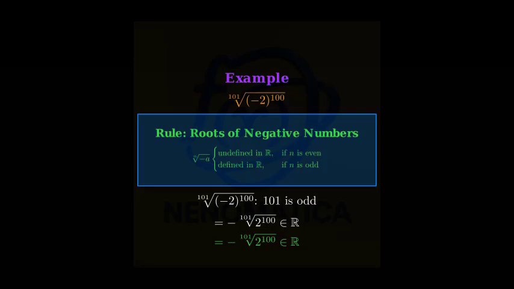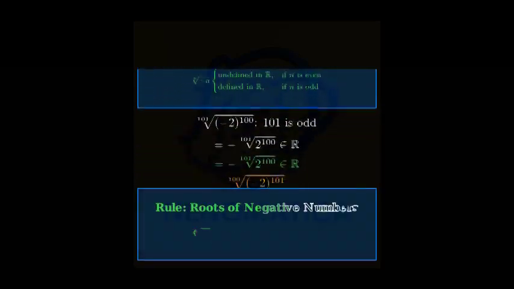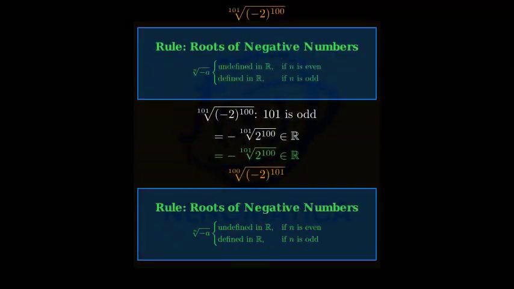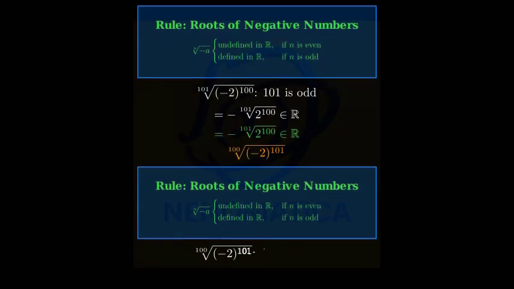Our second example is the 100th root of -2 raised to the power of 101. Let's recall our rule about radicals. Even roots of negative numbers are not defined in real numbers, while odd roots of negative numbers are defined in real numbers. For this expression, we have the 100th root, which is an even root, of -2 raised to the power of 101.